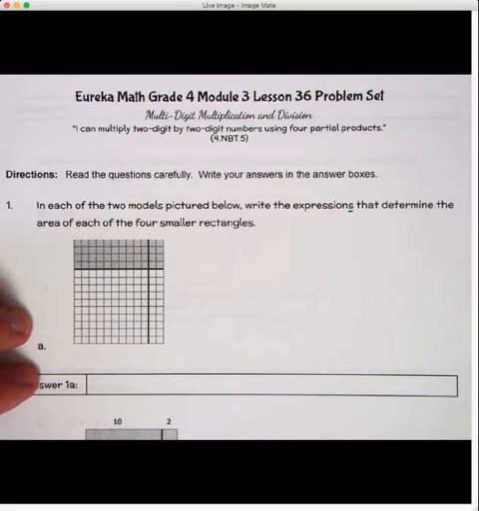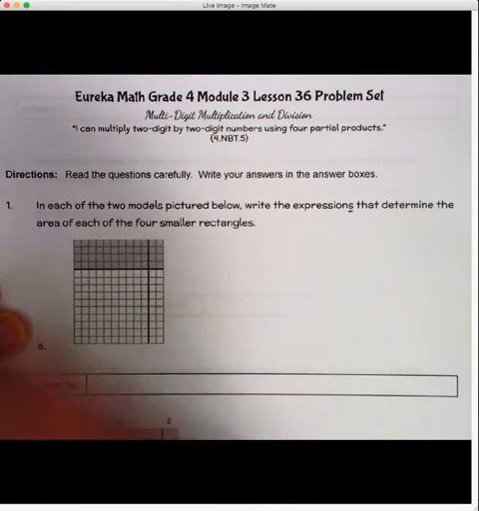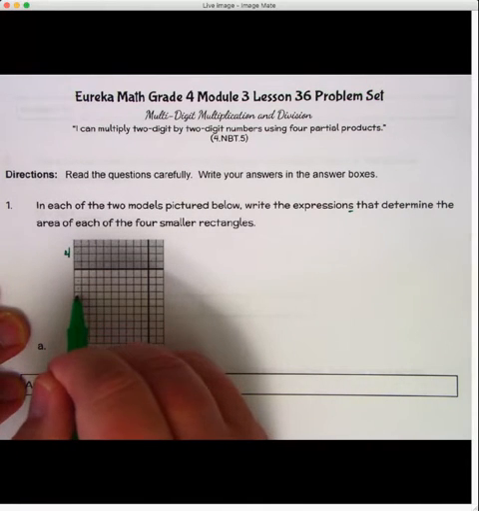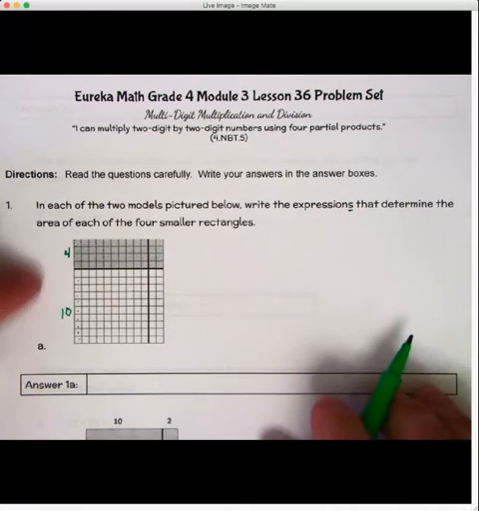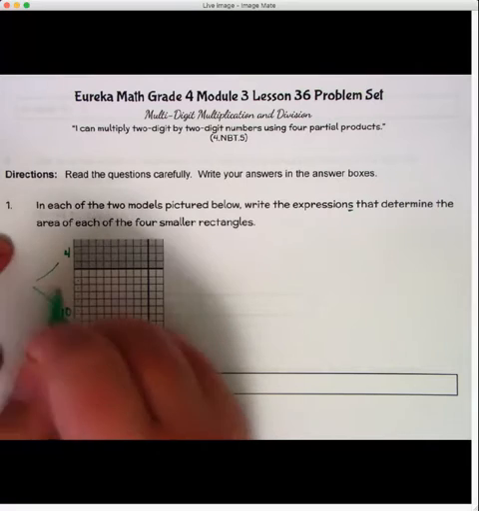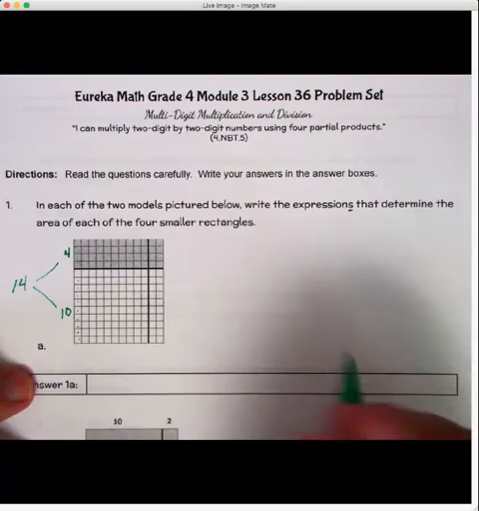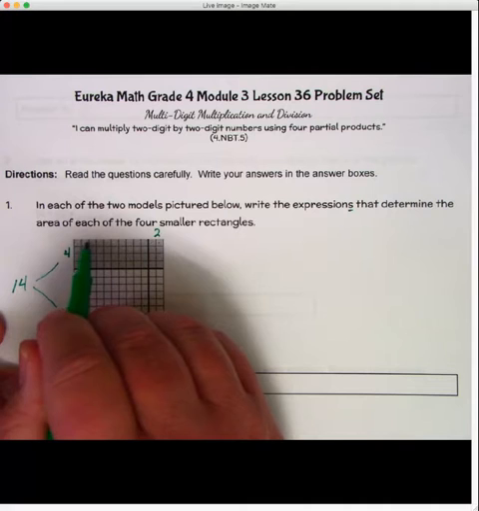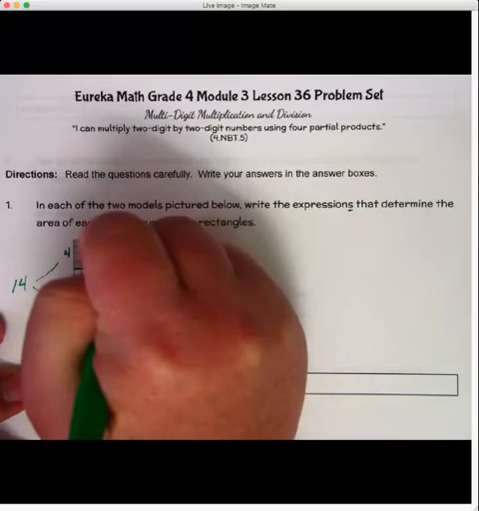So if you look here at this one, if we were to count, we can see that right here we have 1, 2, 3, 4. Right here we have 1, 2, 3, 4, 5, 6, 7, 8, 9, 10. So what this has done is split 14 into 10 and 4. And let's see how many we have across the top. This one's easy to count. We've got a 2 and a 1, 2, 3, 4, 5, 6, 7, 8, 9, 10. So we've got a 10 and a 2.